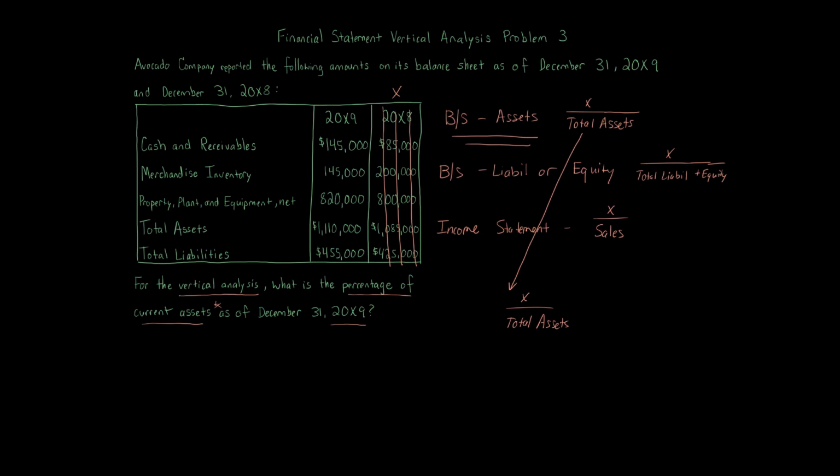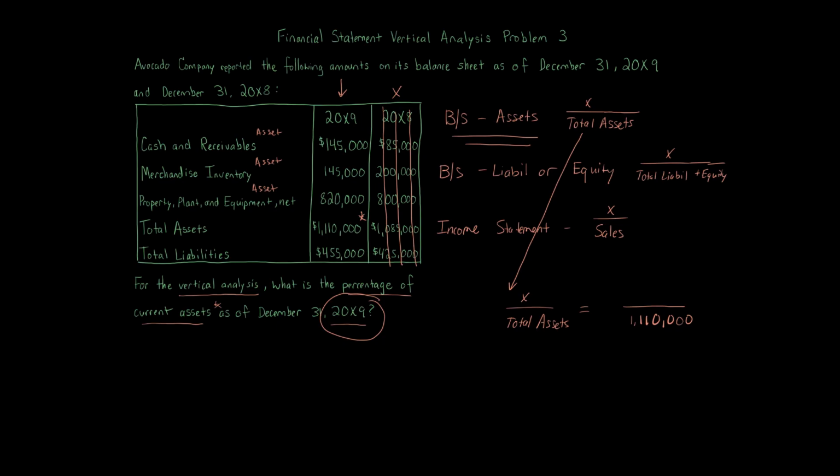Again, because we're looking at 20x9, we're only at the 20x9 column, our total assets here are going to be $1,110,000. That's going to be our denominator, so we can go ahead and put that in. Now we need to go through and determine which assets on this list are current assets. We've only got 3, because below the first 3 assets we've got total assets and total liabilities. So cash and receivables is an asset, merchandise inventory is an asset, and property, plant, and equipment is an asset.